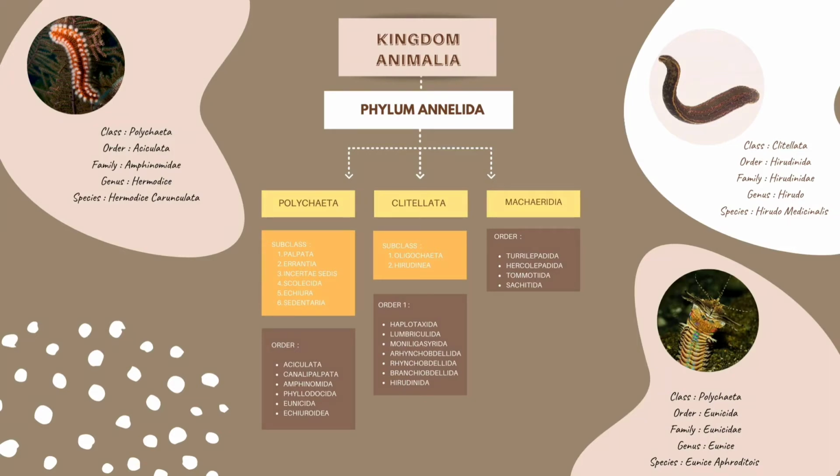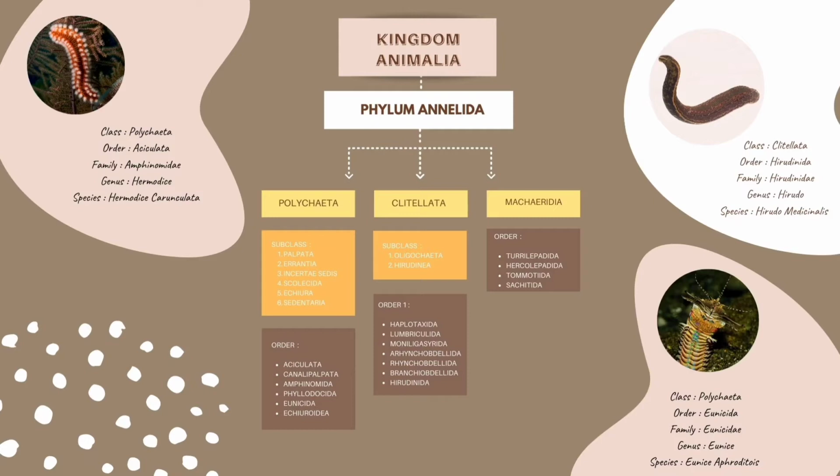For Polychaeta, poly means many and chaeta means bristles or hair. The body is elongated and divided into segments. They are found in the marine environment and they are hermaphrodites. Examples for Polychaeta are Nereis and Syllis.